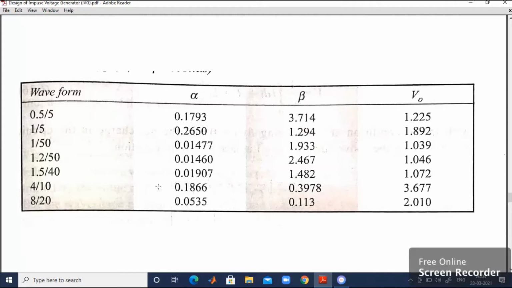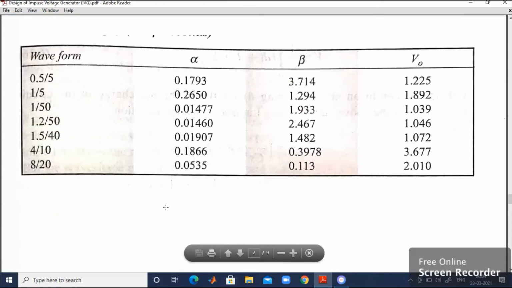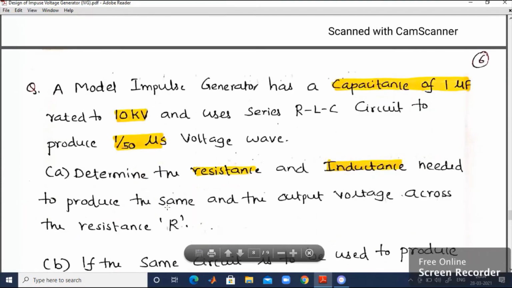Now I wanted to explain how these tables are helping you out for the design of a given impulse generator. The requirement will differ, so according to that, you have to recall this table. Now I would like to show you the third example that will really help you out for doing the proper design of impulse generator. Moving on to the example.